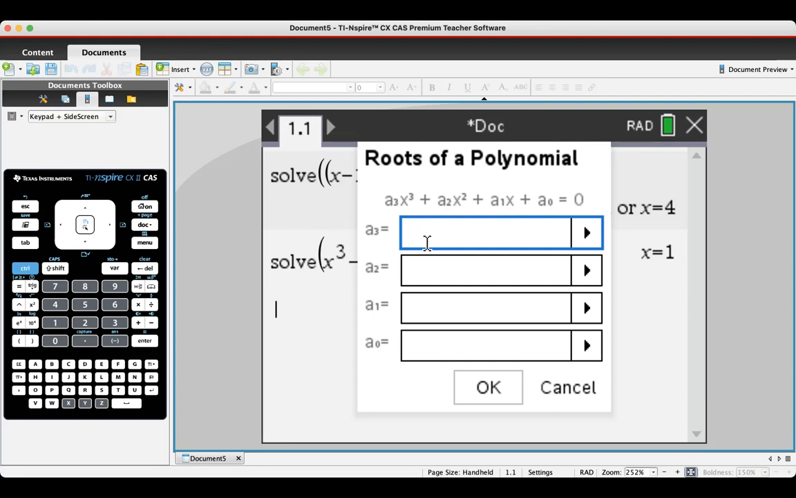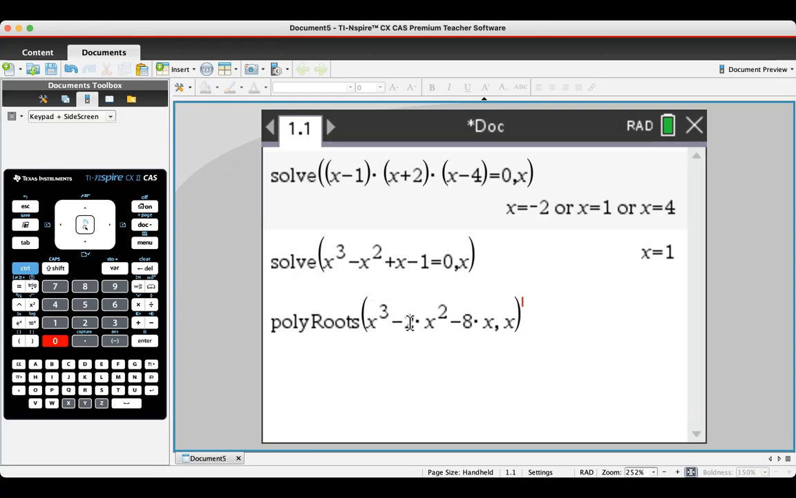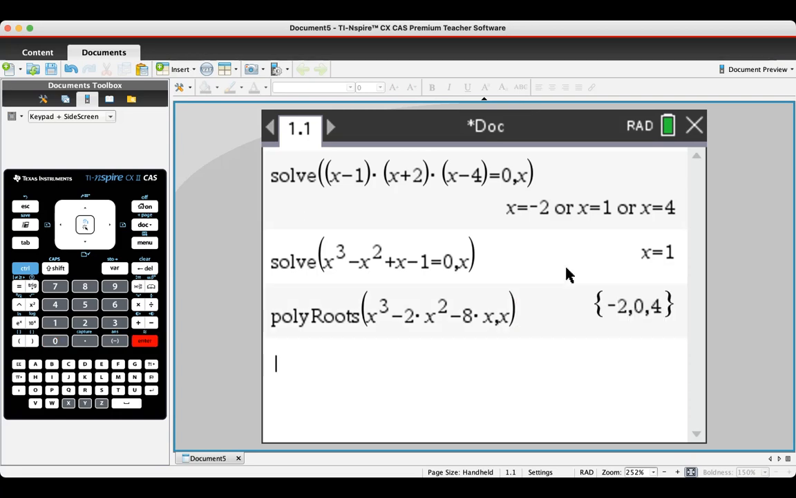So if I put in these coefficients here, that means 1x cubed minus 2x squared minus 8x, and let's just say we don't have a constant term. Instead of leaving it blank, we fill it in with a 0, so plus no constant term. Click on OK. There you go, and it generates the polynomial for you, x cubed minus 2x squared minus 8x, and it says with respect to x as well. So do that, and I get my solutions, -2, 0, 4.